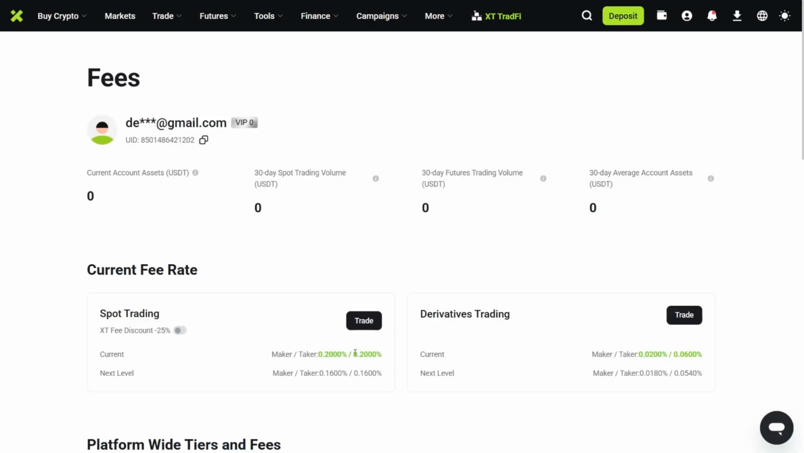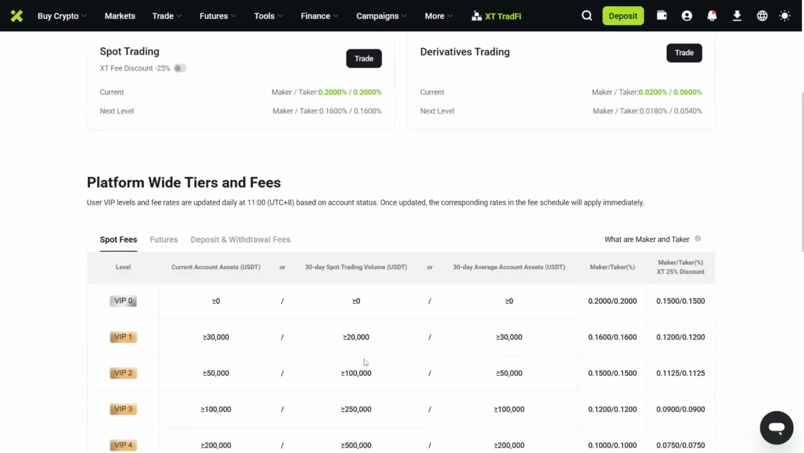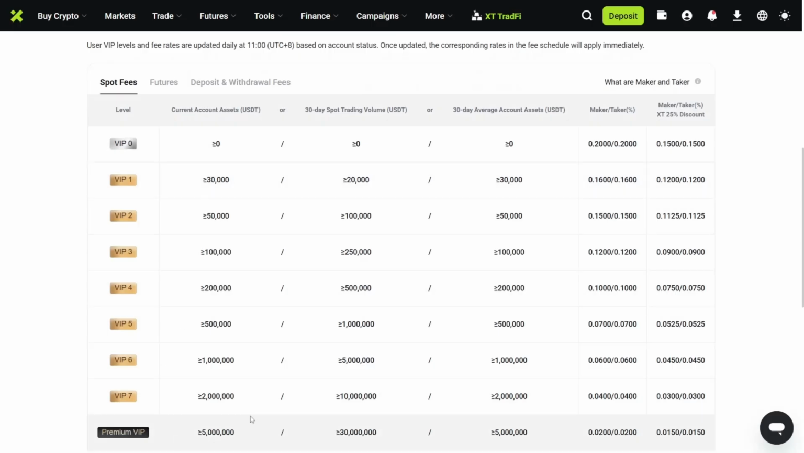So these are the base trading fees, but we can see something that says next level. If we scroll down, there are different levels that you can get to on xt.com. Leveling up depends on your current account assets, your 30-day spot trading volume, and your 30-day average account assets. So that's something to keep in mind. Pretty much the more you trade, the lower your fees will eventually become.